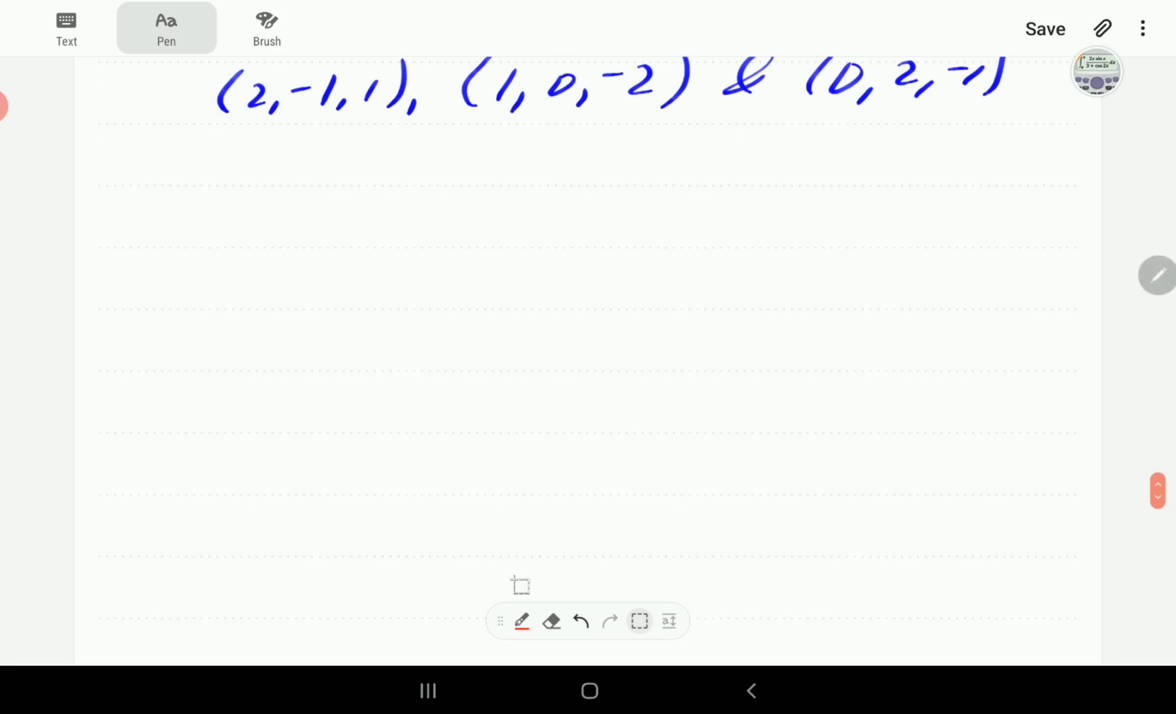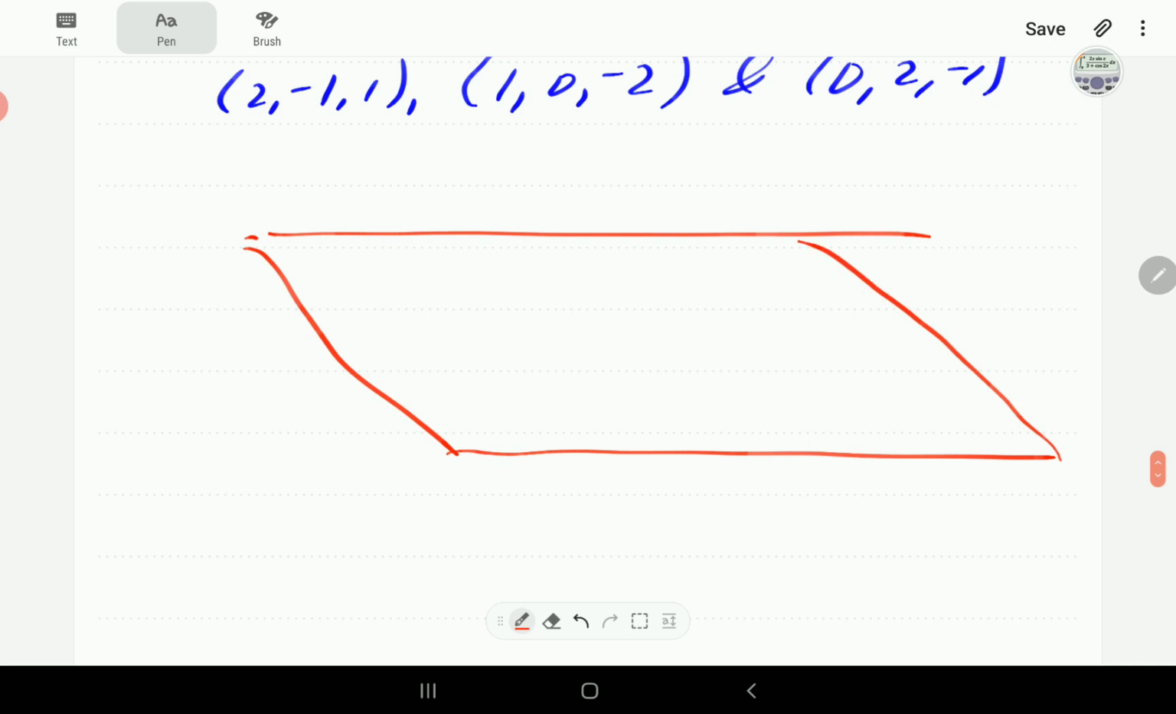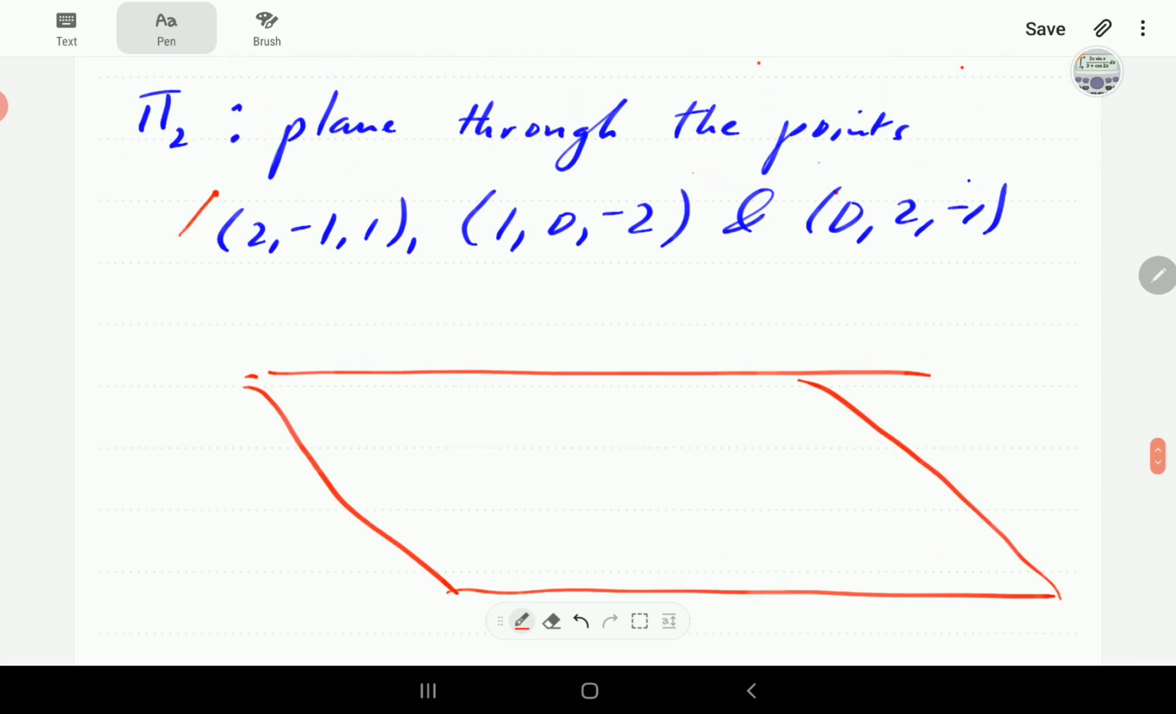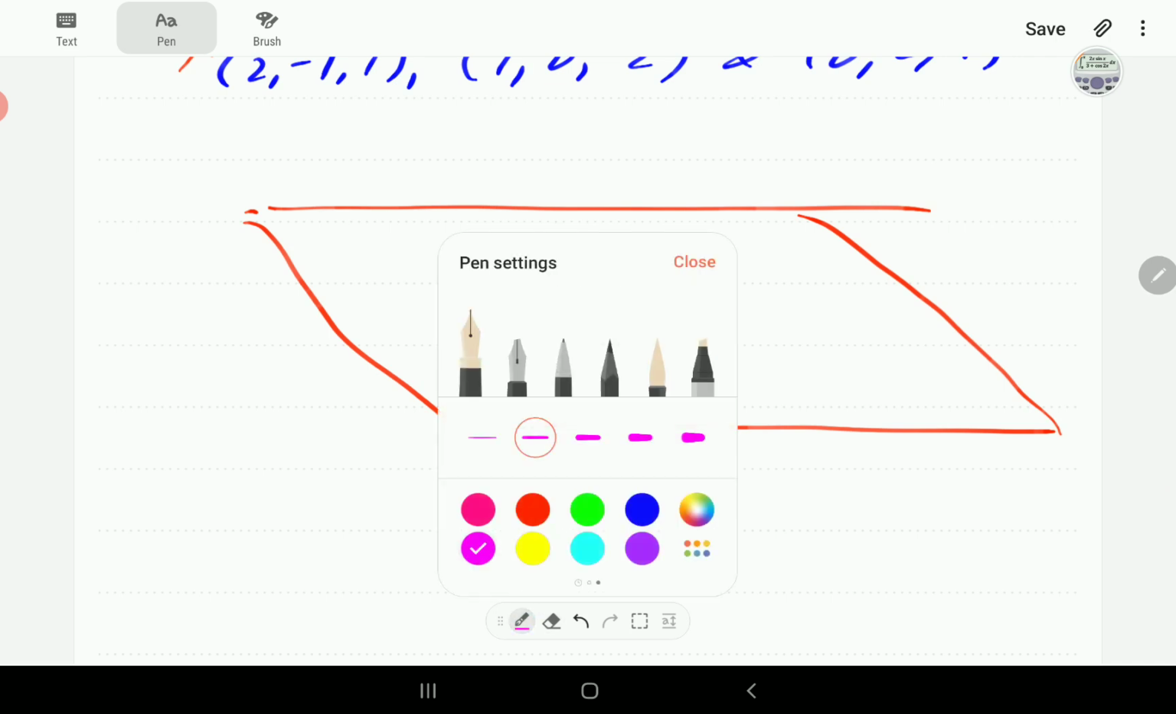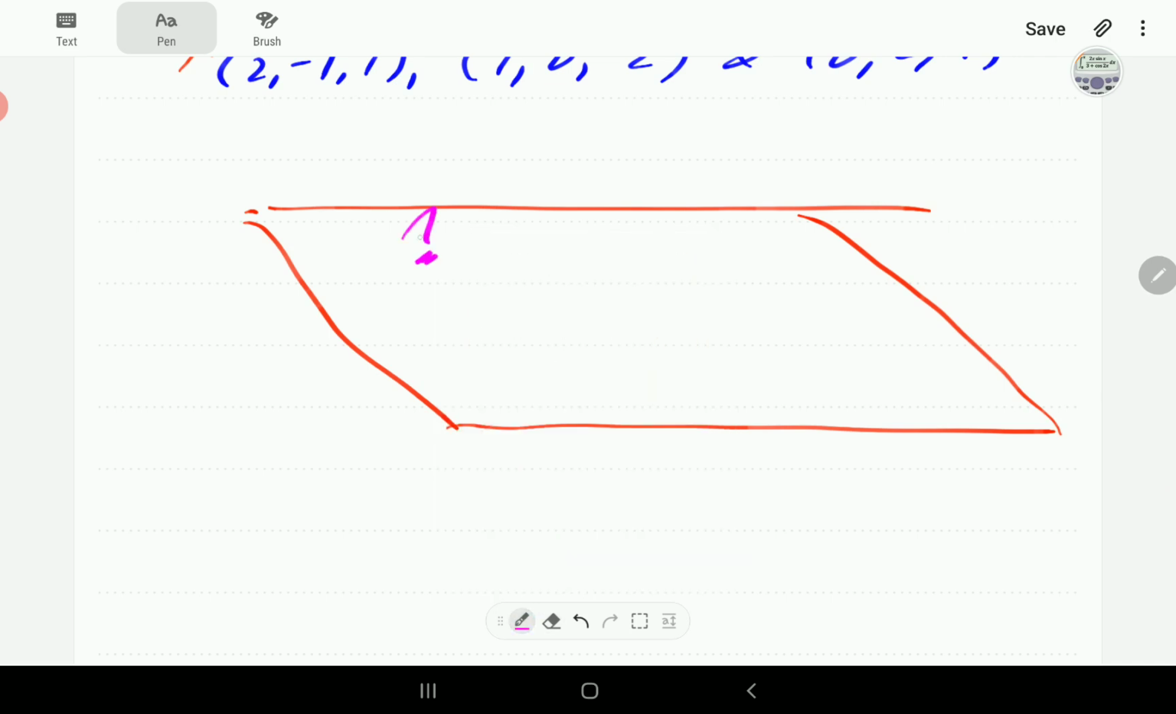So again, if we make a sketch, if this is our plane, actually I want to call the points A, B, and C. So you can have, say, A here, maybe B there, maybe C there.